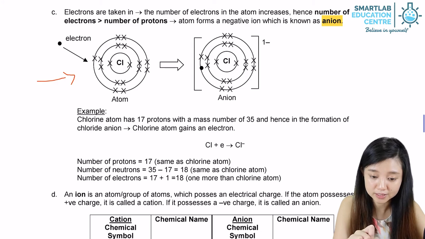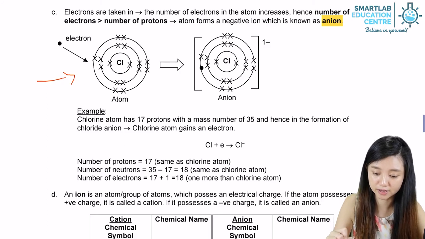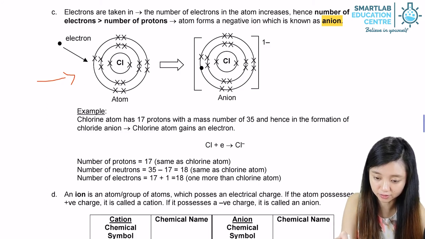If you look at this example given here, for chlorine, originally it has 2 electrons in the first shell, 8 electrons in the second shell, and also 7 electrons in the outermost shell. So in order to make the outermost shell have 8 electrons, it will tend to gain 1 electron, and therefore form this ion with a negative 1 charge.